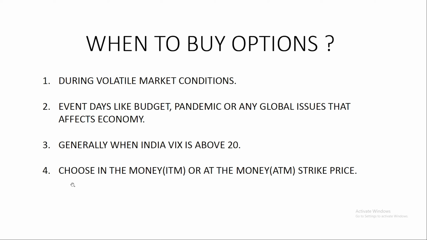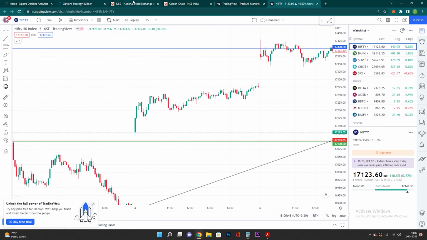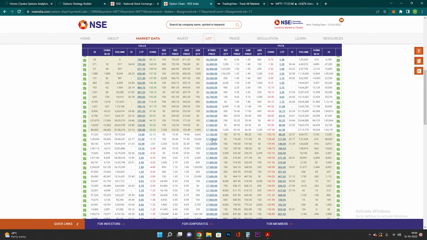And this is very important: choosing in the money or at the money strike price when you buy options. Here in the option chain, these are at the money strikes, these are out of the money strikes, and these are in the money strikes for call options, and these are in the money strikes for put options. These are at the money strikes for put options, and these are out of the money strikes for put options. So I am explaining it by taking a call option as an example.